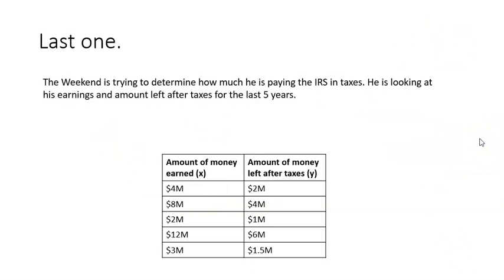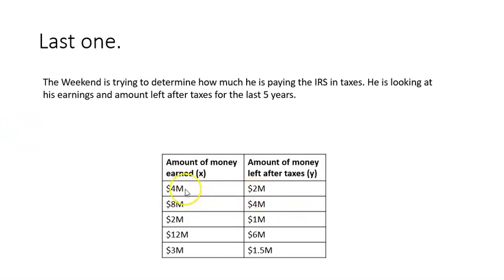Last one we're going to do here. The weekend is trying to determine how much he is paying the IRS in taxes. He's looking at his earnings and amount left after taxes for the last 5 years. So, first column, the X, this is how much money he's earned. And then the Y is how much money he has left after taxes. So what are we doing to the X to make it become Y?